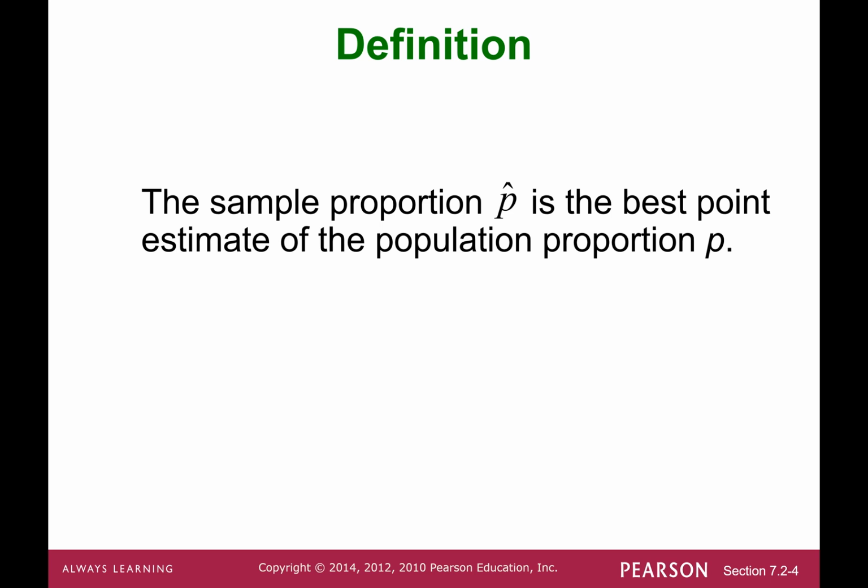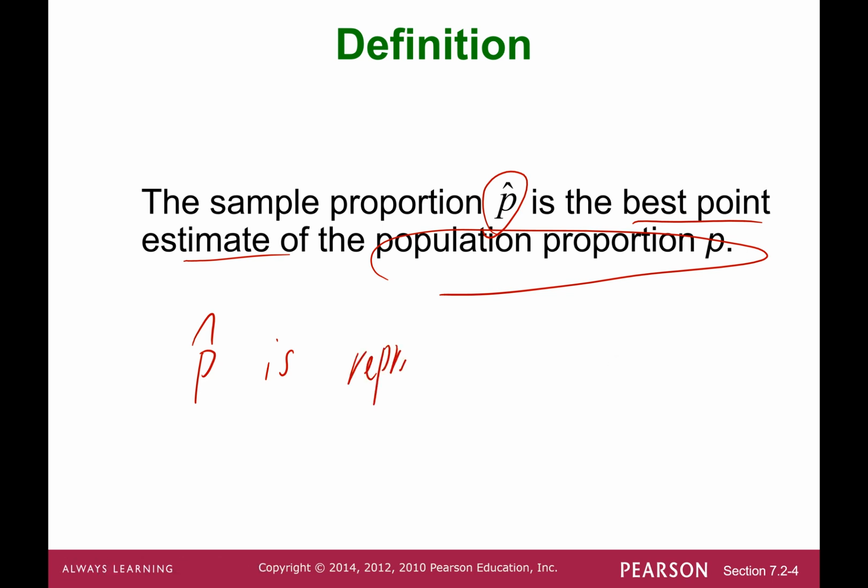Okay, so the sample proportion p-hat is the best point estimate of the population proportion. So we usually use p-hat to represent P.